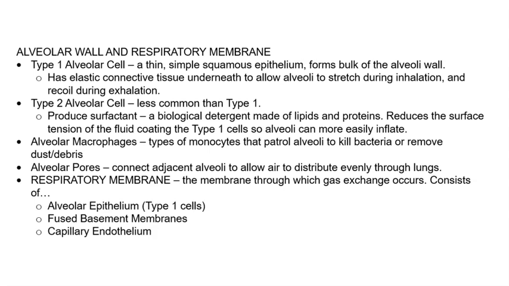The less common type 2 alveolar cell functions to produce a detergent-like substance called surfactant. The surfactant is primarily composed of lipids and proteins, and it helps to break up the surface tension of the fluid that's coating the type 1 cells. What we see is that the walls of the alveoli and the type 1 cells have a very thin microscopic layer of water on their inner surface.